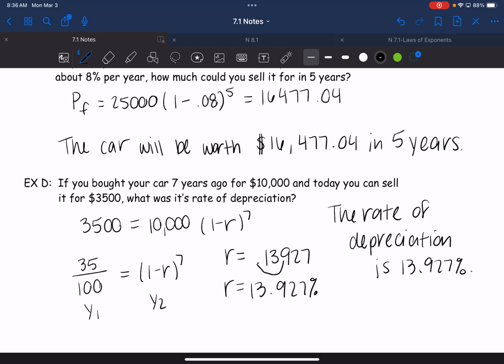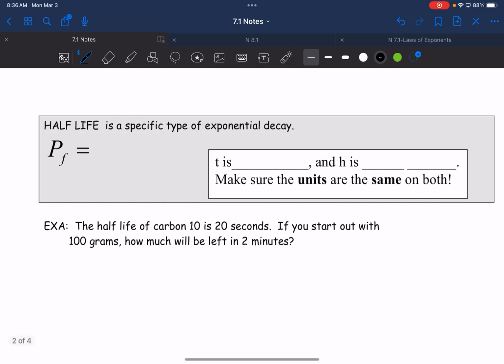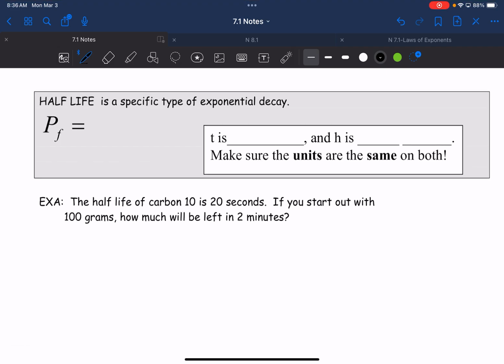Now we're going to look at the formula for half-life. So half-life is a specific type of exponential decay. So it's got a little bit different of a formula. Okay, this formula is P times 1/2 to the exponent T divided by H. T, again, just like before, is still your time over which this is occurring, while H is whatever the half-life of this particular item is.